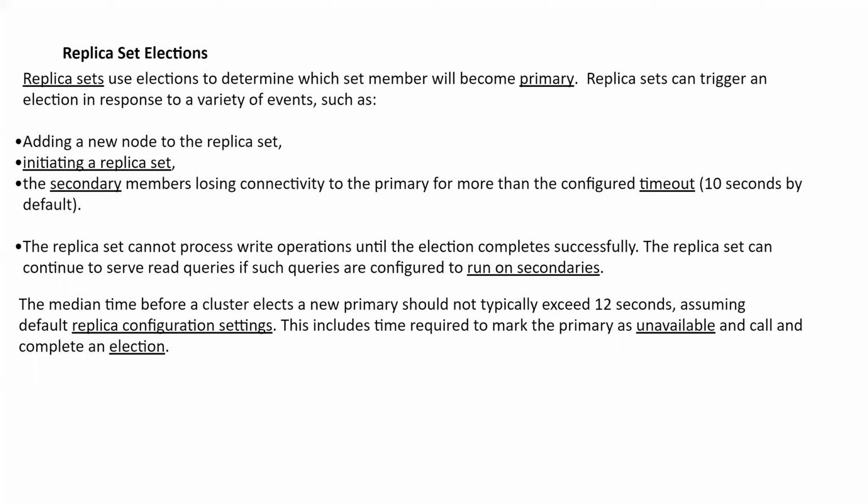That's why we need a timeout. If we lose connectivity with the primary, we can set this time as 10 seconds or any number of seconds we want. If it doesn't reply in that time, then we need an election, and we need to choose a primary at that time.